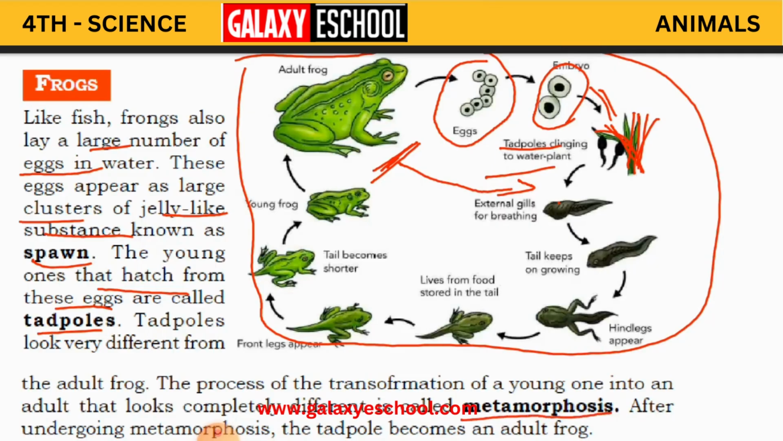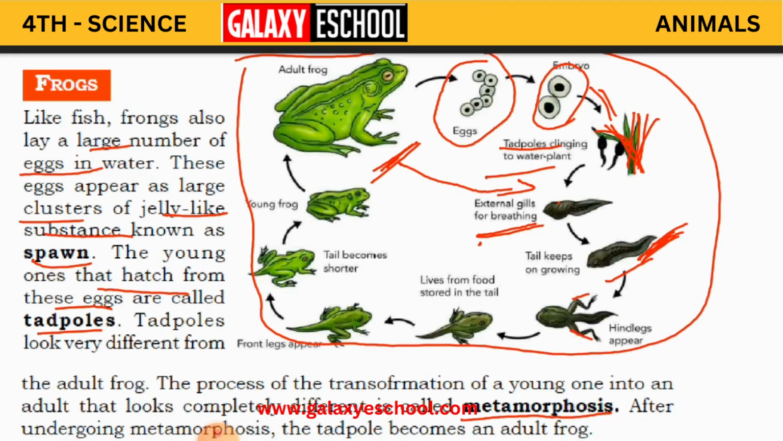So children, the process of transformation, see here, you have the eggs first, then developed as an embryo, then as tadpoles. If you see here, again they have gills. They have gills now for breathing. After this stage, gills have come, and tail has come. The tail keeps on growing. And now at this stage what happens? Hind legs appear. Hind legs in the sense the back legs.